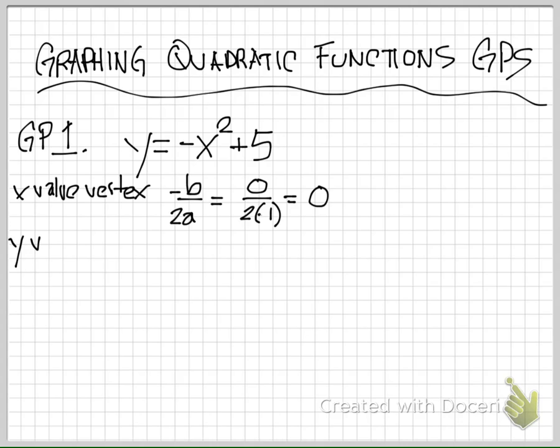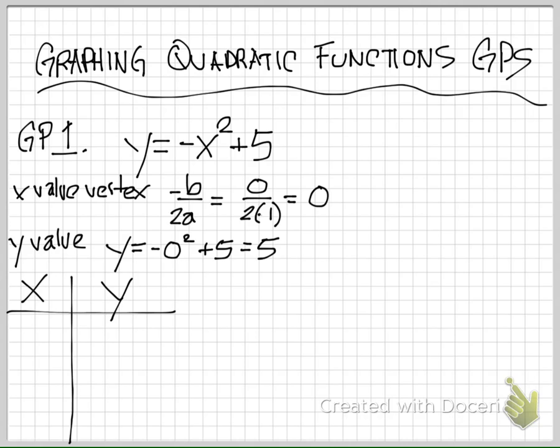Now you need to be able to find the y value by plugging it into your original equation. -0 squared plus 5 should be 5. So we have 0, 5. The next part in graphing a quadratic function is to find 2 points to the right and 2 points to the left. So here's what I mean by 2 points to the right and 2 points to the left.